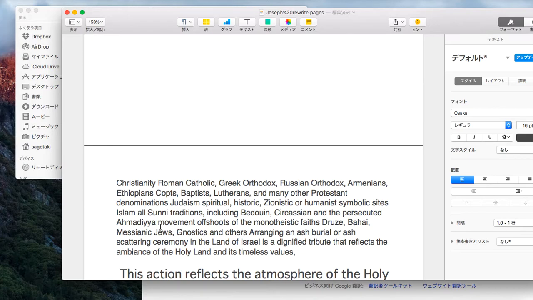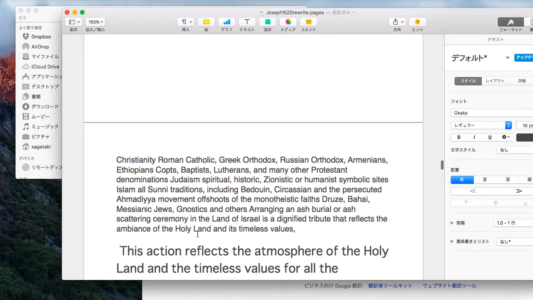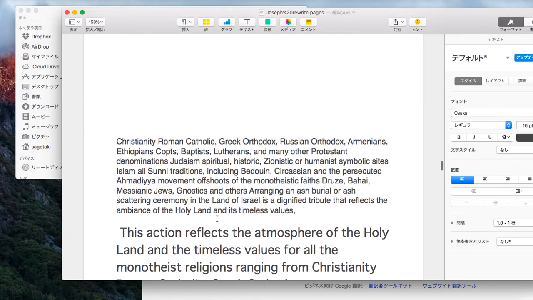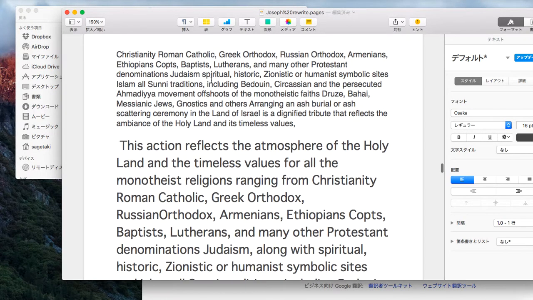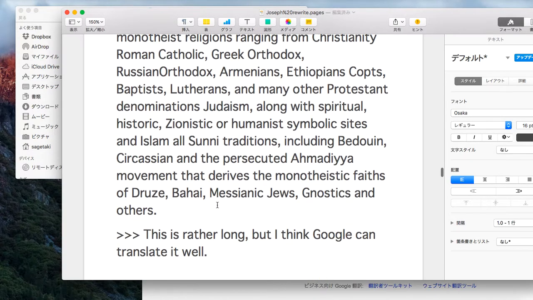I can't read it. And persecuted are whatever movements, offshoots of the monotheistic faiths, Druze, Baha'i, Messianic Jews, Gnostic, and others, arranging an ash burial, ash scattering ceremony in the land of Israel as a dignified tribute that reflects the ambience of the Holy Land and its timeless values. Well, it was rather a long one.